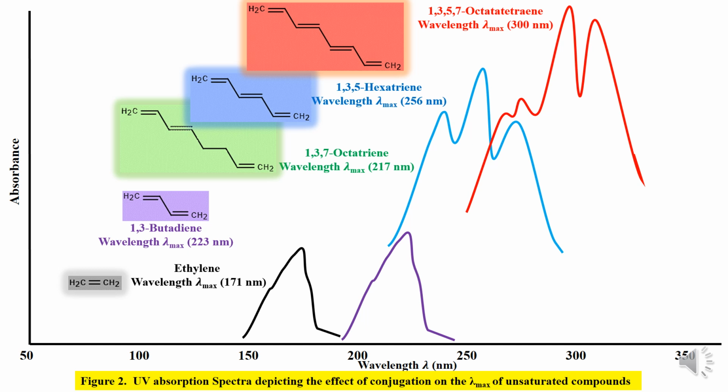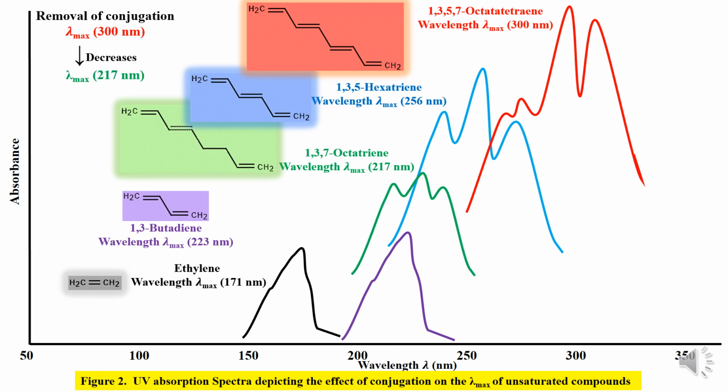An interesting thing happens. The lambda max value falls from 300 nanometers to 217 nanometers. Why does this happen? Because it is not only the removal of one double bond, but also there is loss of conjugation. So the symmetry is lost. The alternating arrangement of single and double bonds is lost or removed. So with the removal of conjugation, you can see the lambda max value falls from 300 nanometers to 217 nanometers.